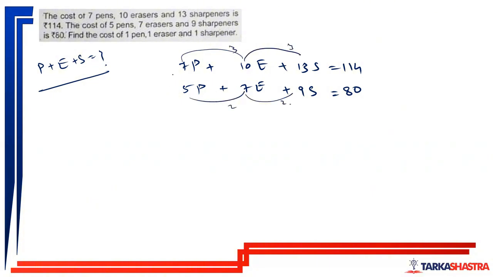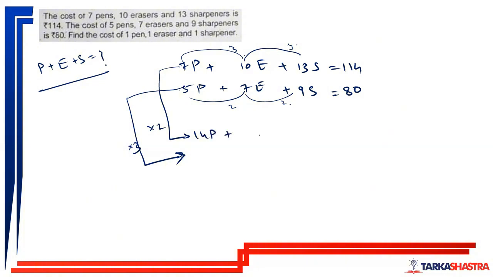What is the difference in coefficient? 2 and 2. So what I'll do, I'll multiply the upper equation by the difference in coefficient of the lower equation, and I'll multiply the lower equation by the difference in coefficient of the upper equation. See, in the upper equation the difference is 3, so I thought of multiplying the lower equation by 3. And in the lower equation the difference is 2, so I thought of multiplying the upper equation by 2.